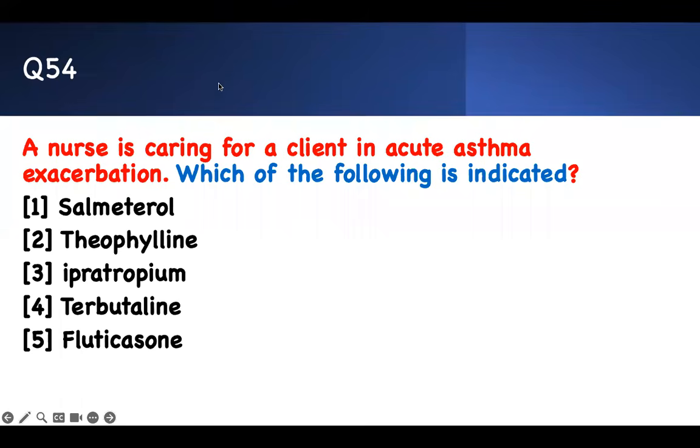Next question. Which of the following is indicated? A nurse is caring for a client in acute asthma exacerbation. The word is acute, buzzword. When you answer a question, don't qualify it. Don't let them take away the qualifiers from you. Acute. That means immediately. You have to do something. I'm looking for short acting stuff. You see what I did? Rewrite the whole thing. Short question, I also make it short. Short acting. Thus, it's not short acting. It's a long acting. Theophylline is a long acting.